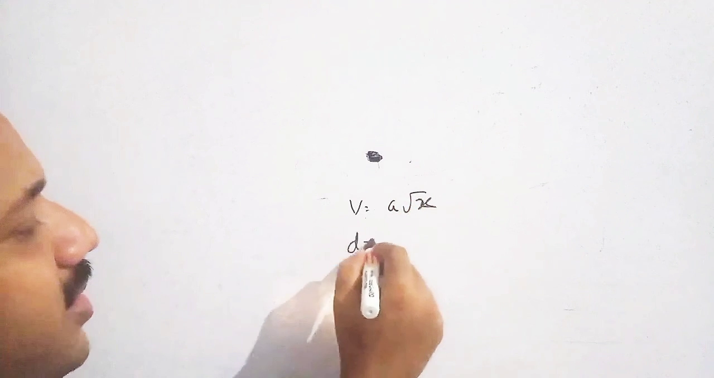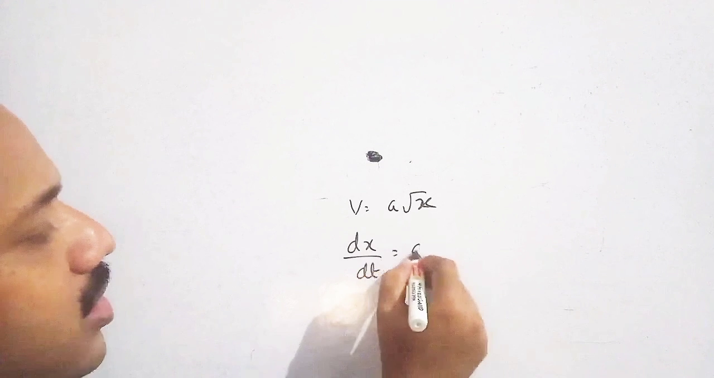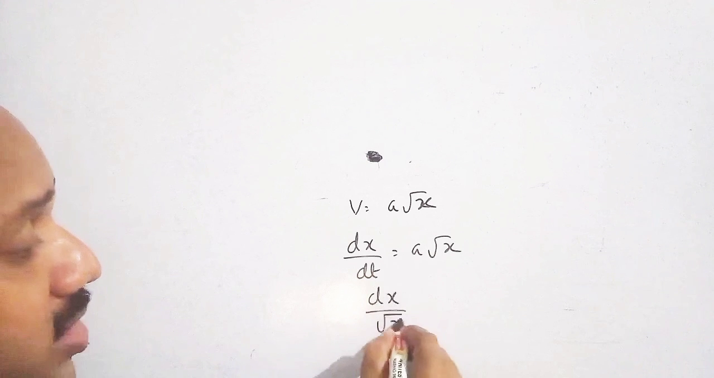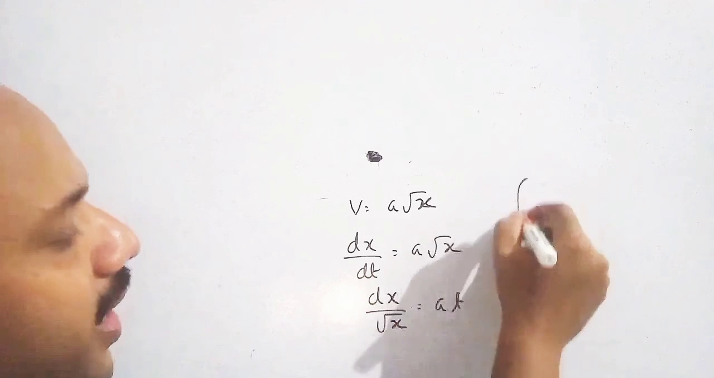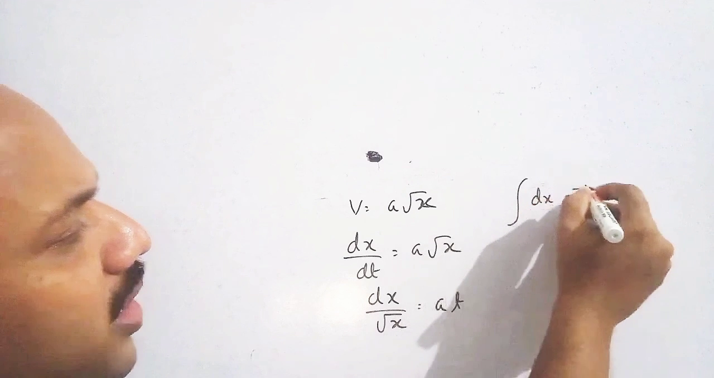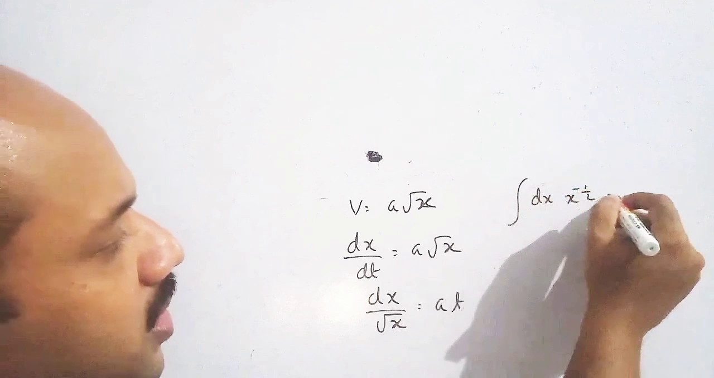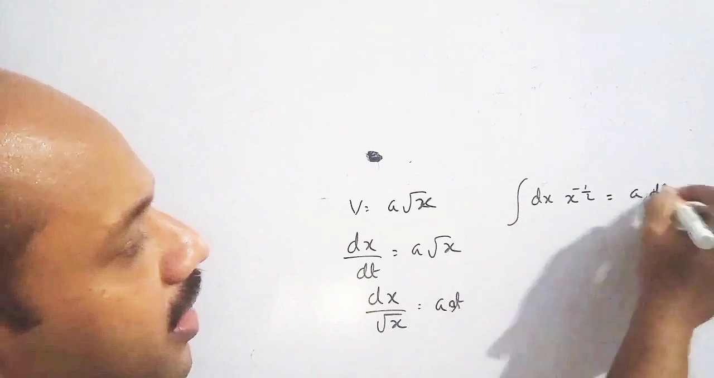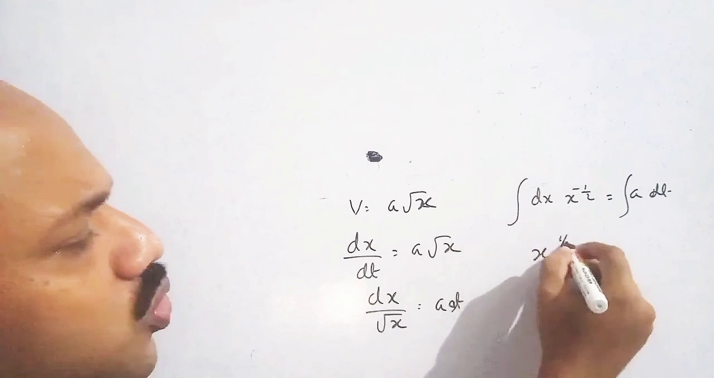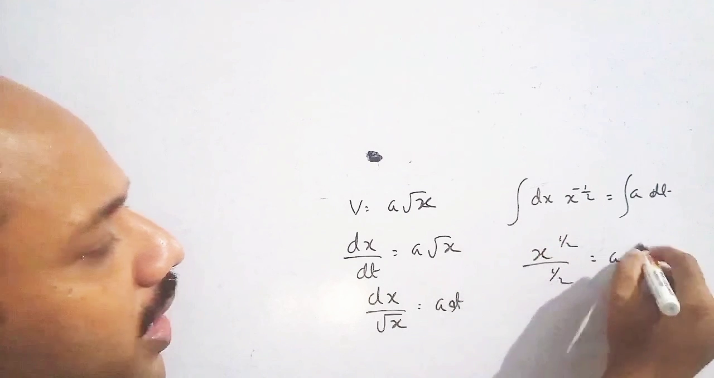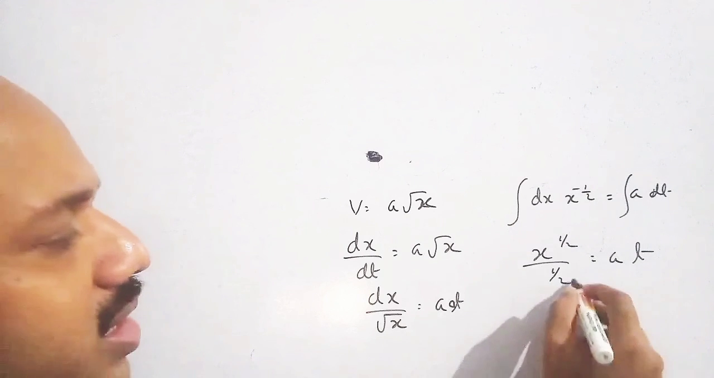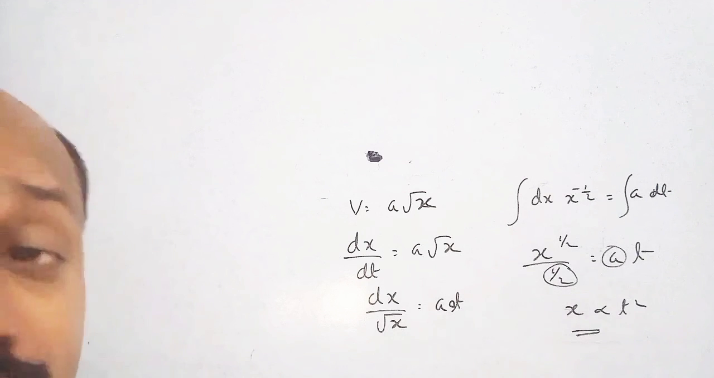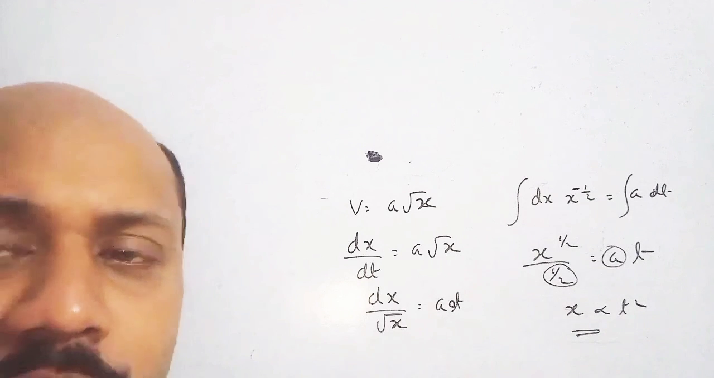Therefore, v we can take as dx by dt, that is equal to a root x. Then dx by root x, rearranging this, we get a dt. On taking integration, dx by root x gives x raised to 1 minus 1 by 2, that is equal to the integral of a dt. The integral is x raised to 1 by 2 divided by 1 by 2, that is equal to at. On squaring, you will get this constant, so x is proportional to t square. The position is directly proportional to t square. Choice is 4.